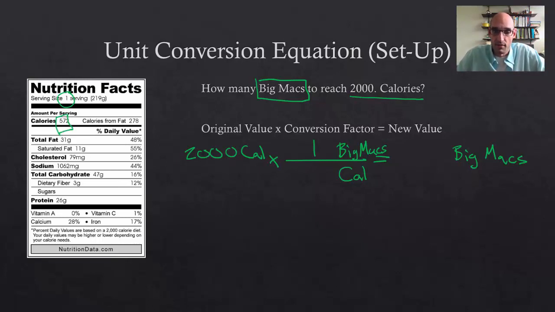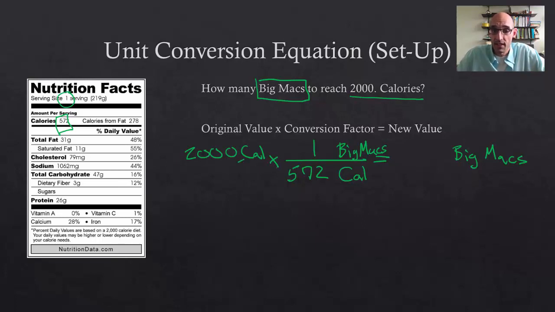Okay, so 572 calories, that's going to be my calories. And let's talk about the conversion factor briefly. 1 Big Mac is worth 572 calories. That's it, right? That's the conversion factor. Each of those physically represent the same thing. 1 Big Mac will get you 572 calories. If you want to consume 572 calories, you have to go get yourself 1 Big Mac.